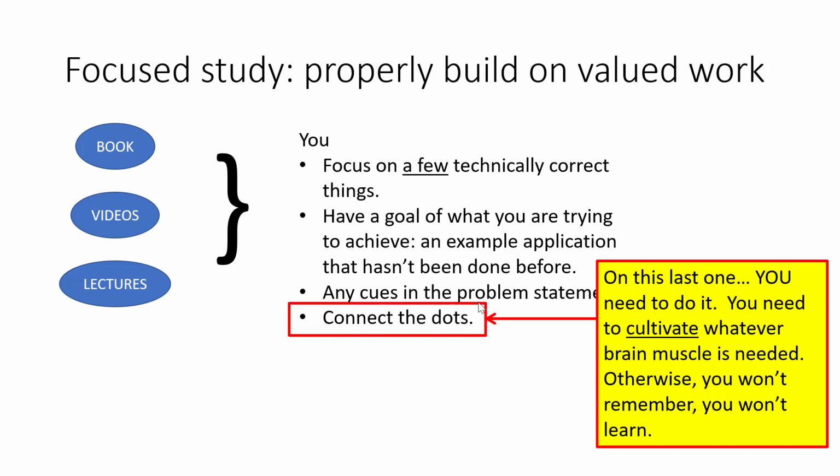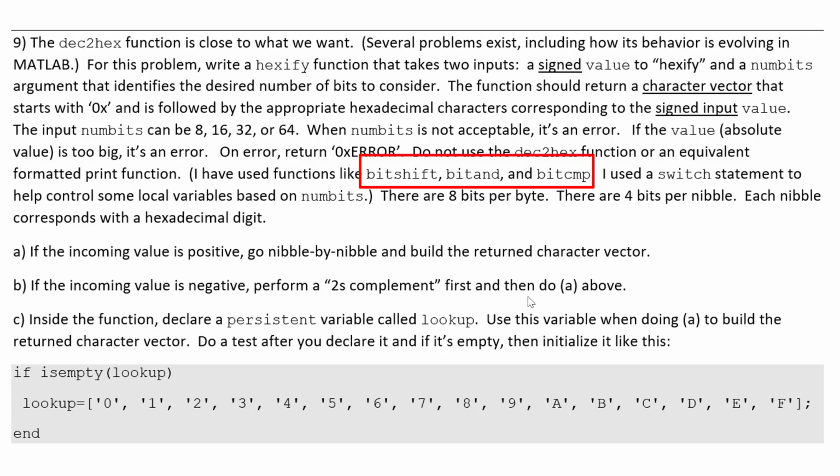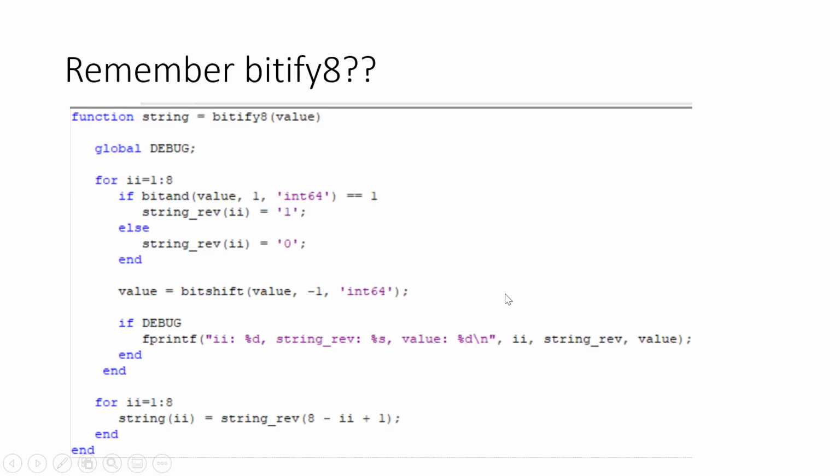You will remember what you did to get the Hexify function, and you'll be able to adapt it to different changes. So cultivating means connecting those manageable dots. That makes you better, and it empowers you to do a similar dot connection next time. Maybe there's a slightly different problem, but it relies on bit and and bit shift, and boy, you'll be able to do it if you really understand those functions. In the original problem statement, the bit shift and the bit and actually jumped out at me, and this leads me right to the Bitify 8.